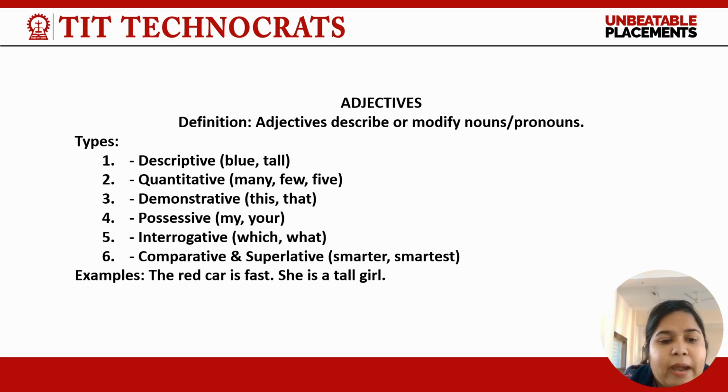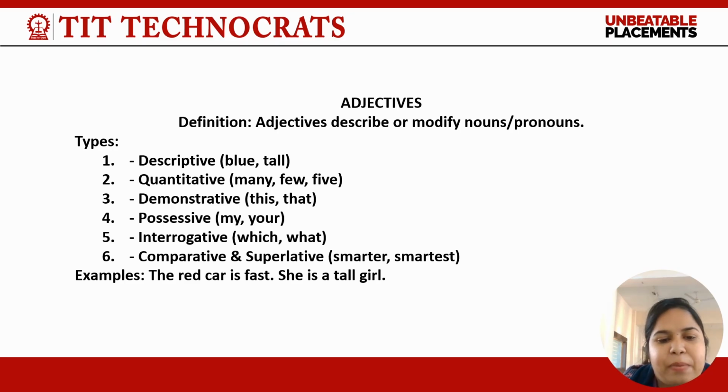Now, have a look at the fourth type, possessive adjective. There is a possessive pronoun and there is a possessive adjective. Both are different. Here it shows the possession, the ownership, by the words my or your. The fifth type of adjective is interrogative: which or what. The sixth type of adjective is comparative or superlative. Smarter, smartest. Best. So have a look at a few examples of adjectives.